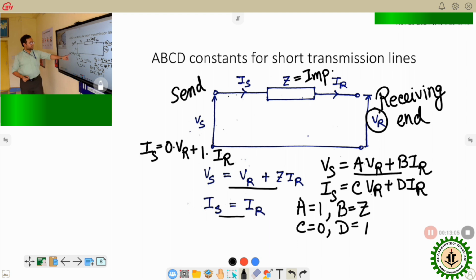Okay, from here we can see that C is equal to 0 and D is equal to 1. So this is the value of the ABCD parameter for a short transmission line.